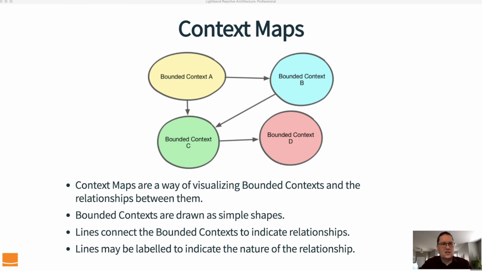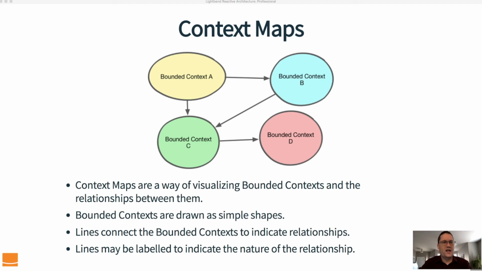Now, we've drawn these context maps using these kind of loose bubbles. It's not important what the shapes are. If you want to use rectangles or blobs of some other shape, it doesn't really matter too much. But what you're trying to do is draw these shapes and then draw arrows showing the relationships between them. We haven't done it, but it's sometimes helpful to label the relationship. So when you draw those arrows, you might label the relationship saying, is it a dependency? What kind of dependency is it? That kind of thing.